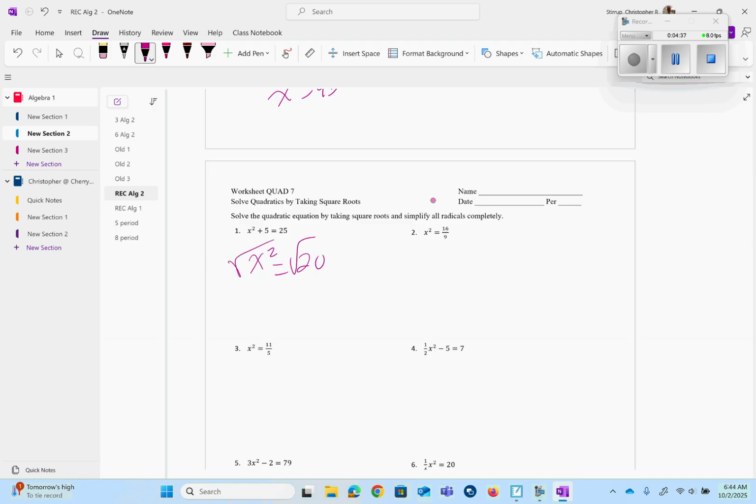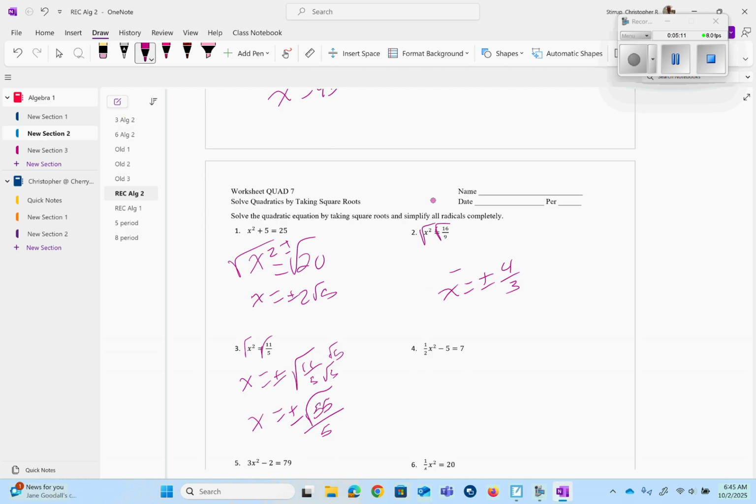So I'm going to take the square root of both sides. Don't forget plus minus. 20 is going to break down to 4 times 5, so I'm going to get 2 root 5. Take the square root of both sides of this one, so I'm going to get x is equal to plus or minus 4 over root 3, because square root of 16 is 4. Take square root of both sides of this one. I'm going to get plus or minus 11 over root 5. We don't want a radical on the bottom, so multiply top and bottom by root 5. So I'm going to get root 55 on top, root 25 on bottom, which is just 5, and that's our answer. We're going to add 5 to both sides on this one first. Multiply both sides by 2.